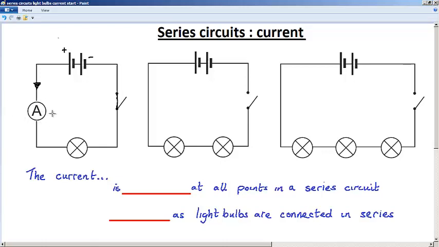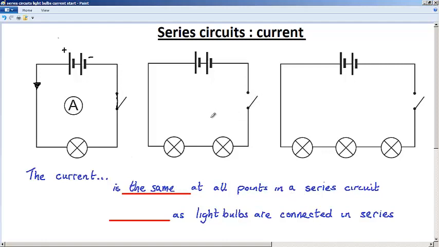So supposing I measure the current at this point of the circuit and I find that a current of 1 amp is flowing, say. So if I move the ammeter and position it in another place in the circuit, for example there, then I will find that the current is still the same. Still 1 amp is flowing. Or if I position it here, then it will still be 1 amp. In fact, it doesn't matter where you measure the current in a series circuit, the current is always the same. So let's state that. The current is the same at all points in a series circuit.